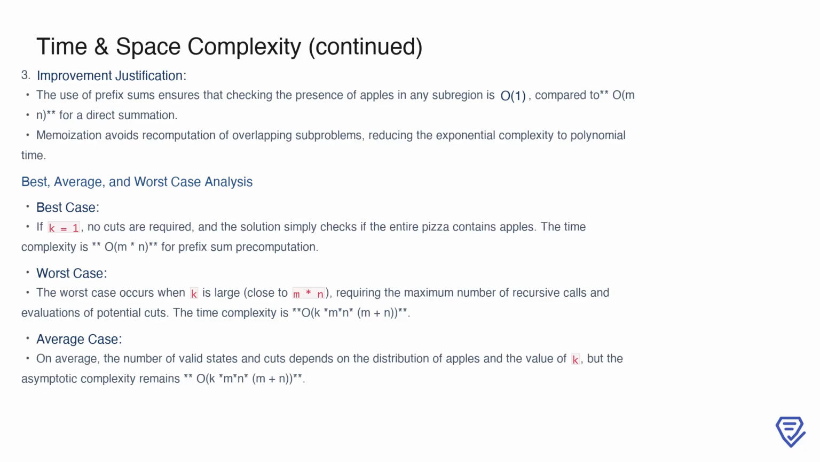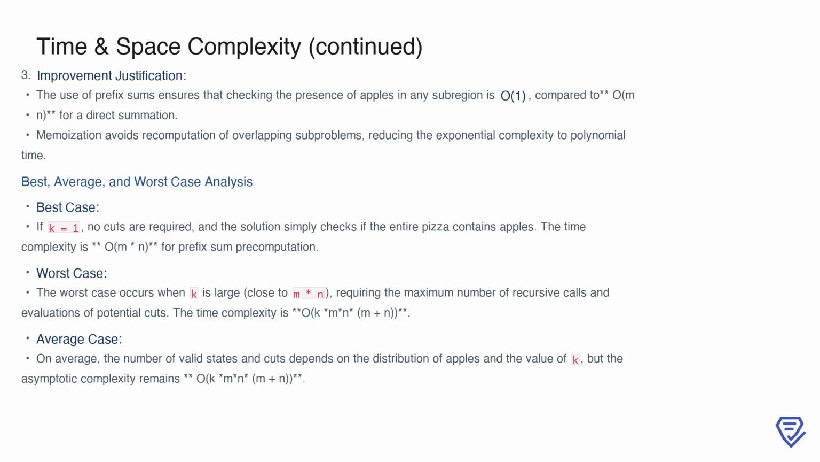Looking at different scenarios, in the best case, where k equals 1, no cuts are needed, and the solution simply checks whether the entire pizza contains apples. Here, the time complexity is dominated by the prefix sum pre-computation, which is O(m*n).